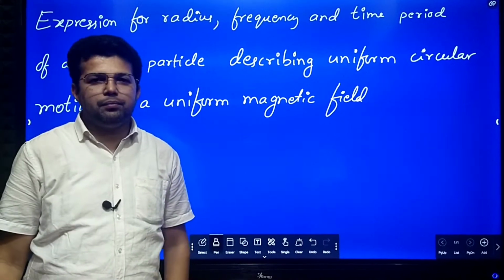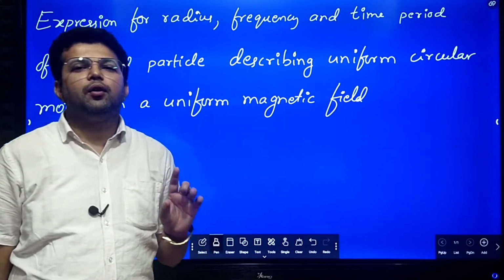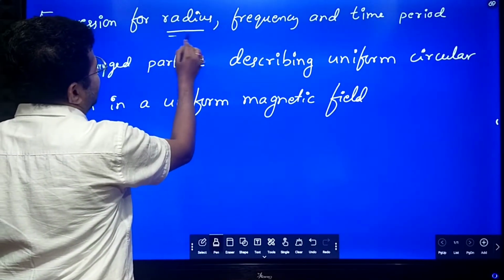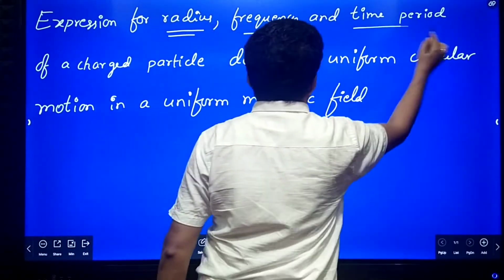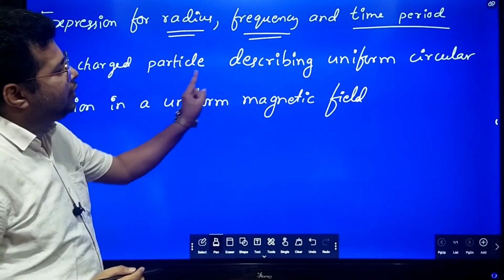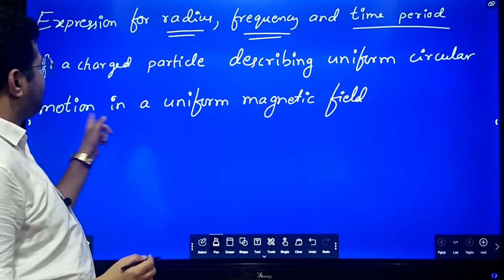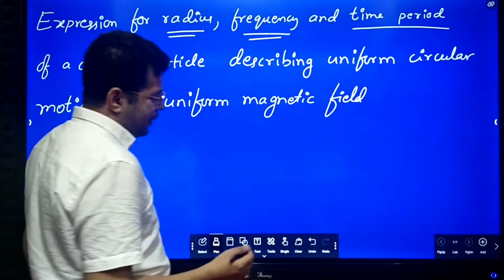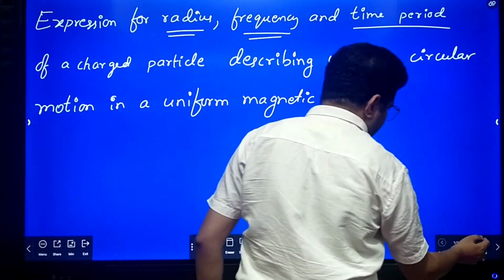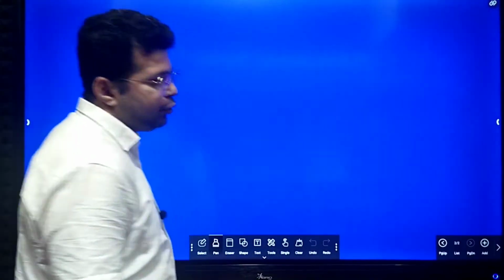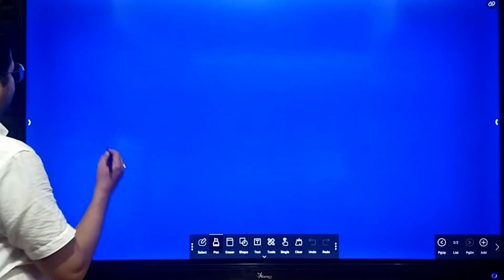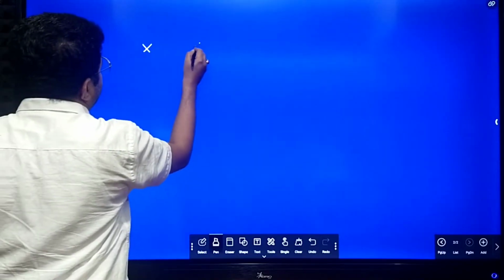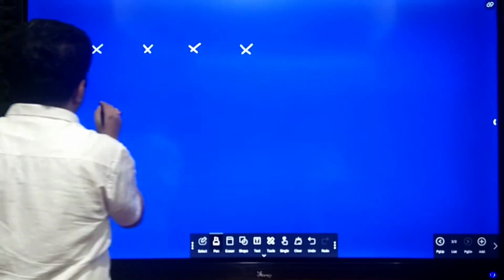Hello dear students, in this session we are going to derive an expression for radius, frequency, time period of a charged particle describing a uniform circular motion in a uniform magnetic field. Okay, now what we will do, we will consider a uniform magnetic field going into the plane of the board. Say this is the uniform magnetic field going into the plane of the board.